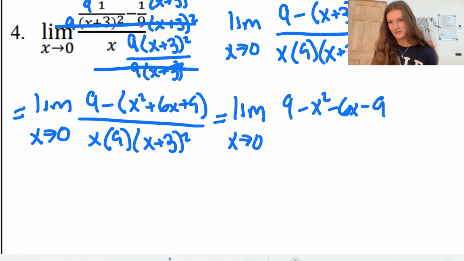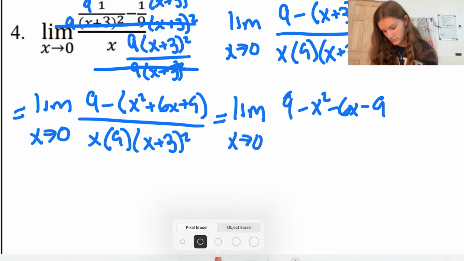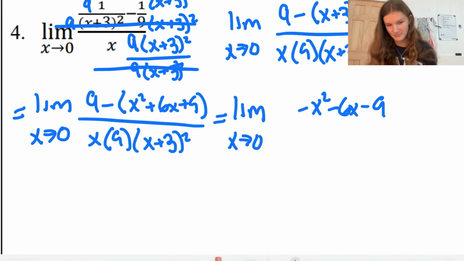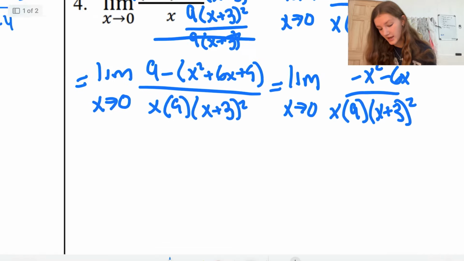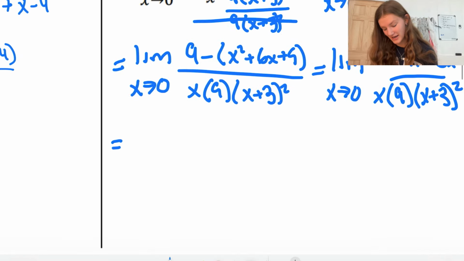Let's just rewrite this instead of writing limit again and again. So we have negative x squared, 9 minus that. Okay, it's just going to be minus because we add 9. Okay, over x times 9 times x plus 3 squared.